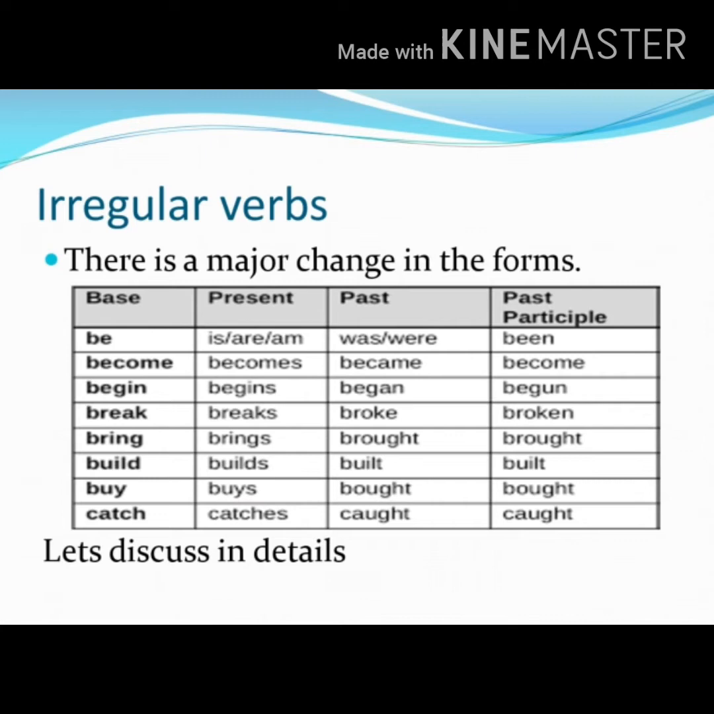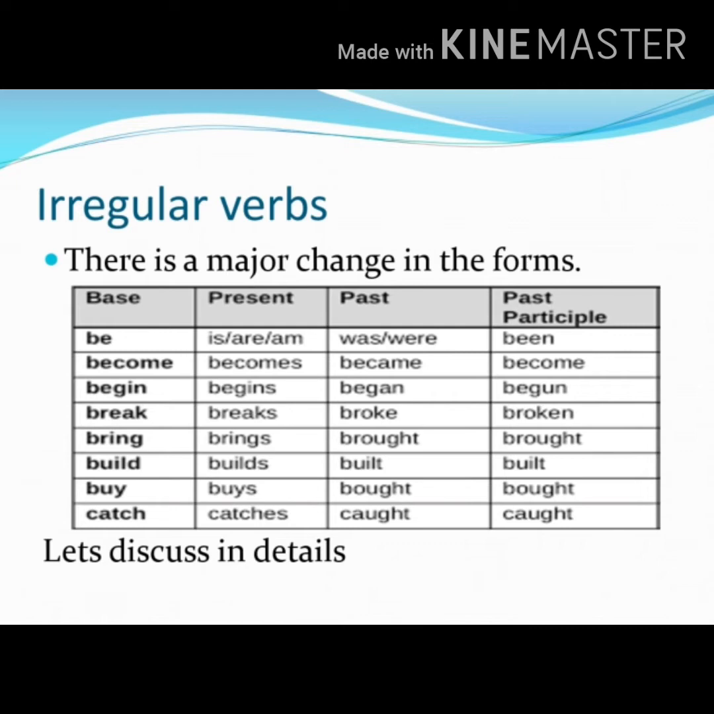Now here comes the topic that needs more discussion, that is irregular verbs. There is a major change in the forms. In the base verb, we can see the first word, be, and the past form of be is was or were, and the past participle form of be is been. If we talk about the second example, become, the second form or past form of become is became, and the third form, the past participle, is become again.